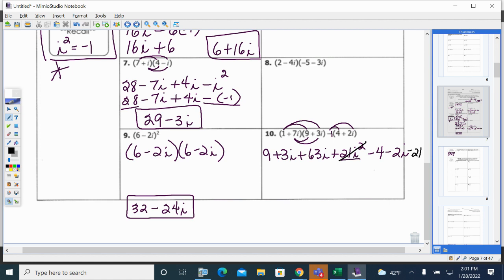Then all I have to do at this point is combine all my like terms, starting with my real parts. So 9 minus 4 minus 21. 9 minus 4 is 5. 5 minus 21 is negative 16. And then my imaginary parts, 3i plus 63i would be 69i, minus 2i would be 66 minus 2, would be 64. Sorry, I said that wrong. I caught it. So there's your answer on number 10.